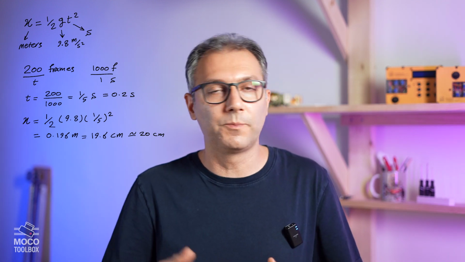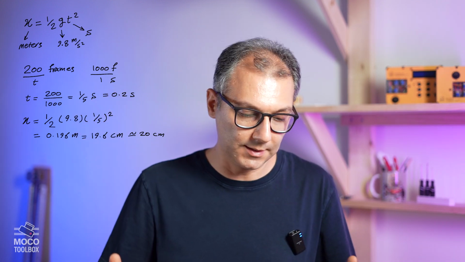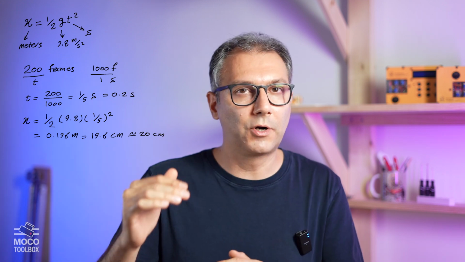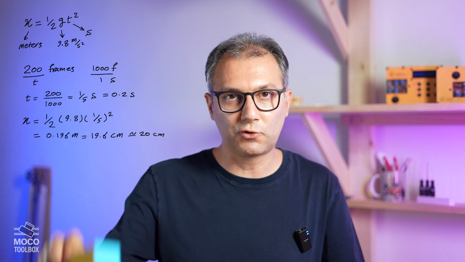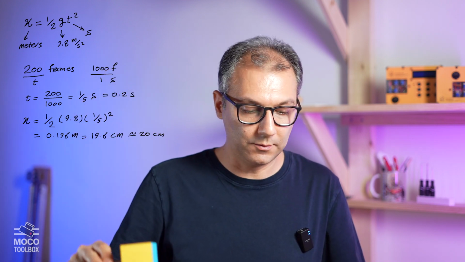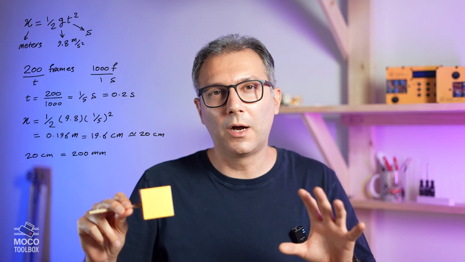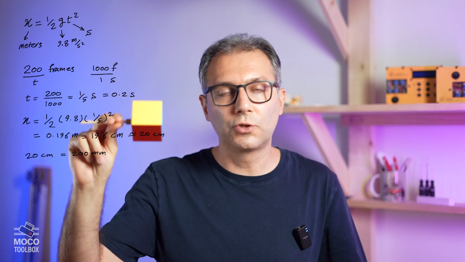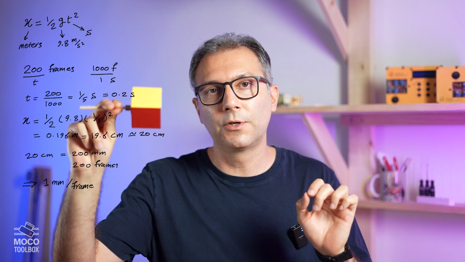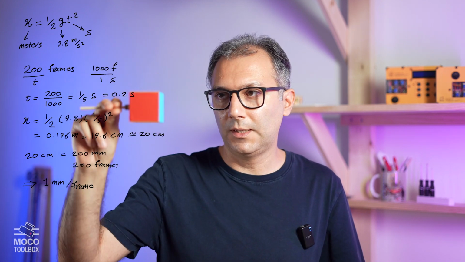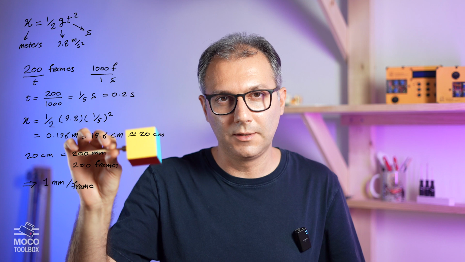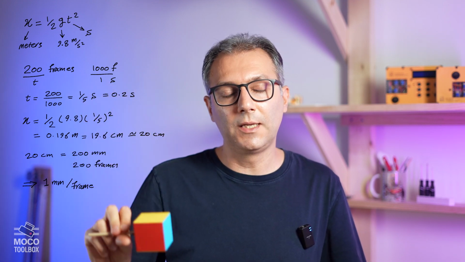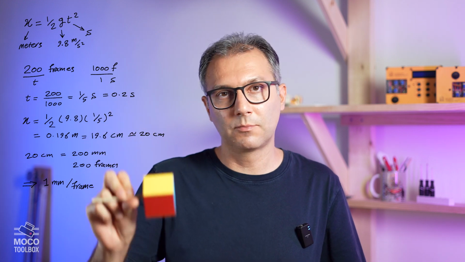If we consider the movement linear, which is not the case in reality, and we are shooting 200 frames, the overall distance that the dice needs to travel from top to bottom would be around 200 millimeters. So on each frame, the dice should travel 1 millimeter down. So it's going to be tiny increments in the movement.